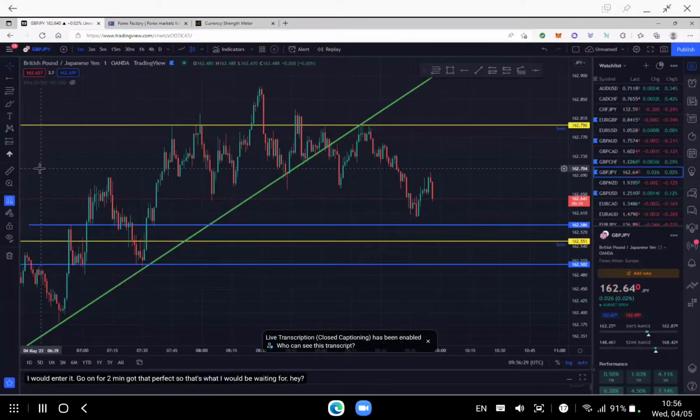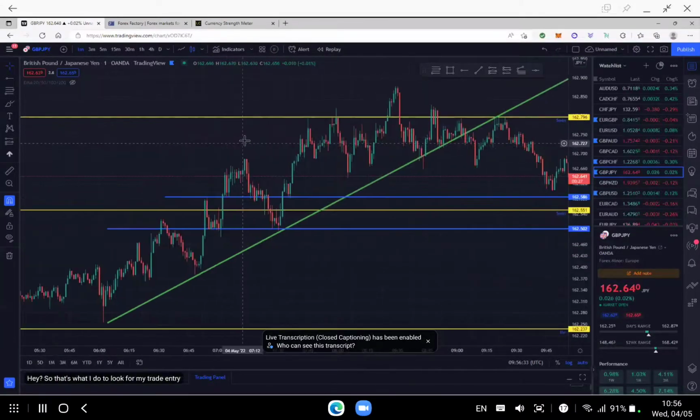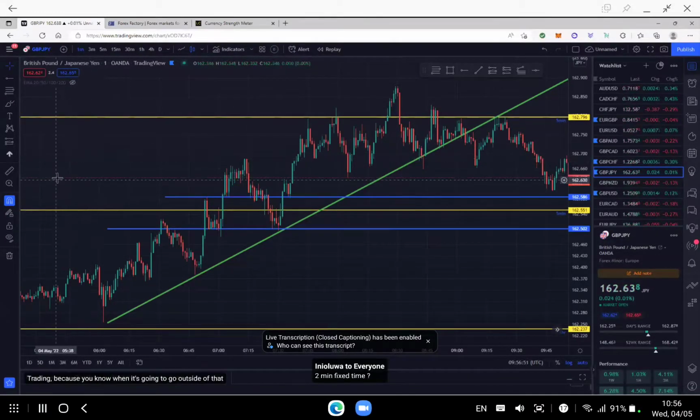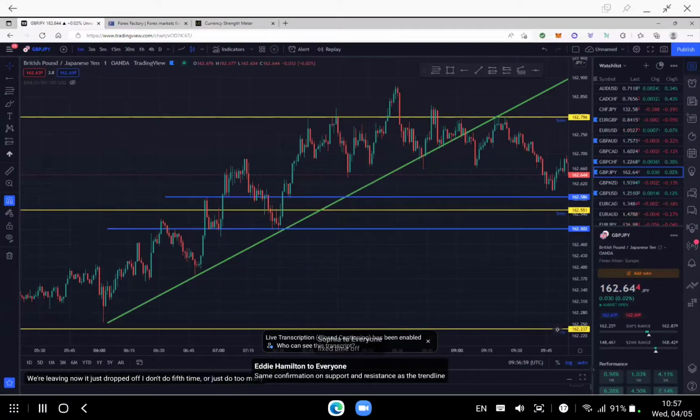So that's what I do to look for my trade entries. Like I said, I like trending markets because you already know which way the market is moving. If it's in an uptrend, you're going for a buy. If it's a downtrend, you're going for a sell because price is moving down. I don't like consolidation trading because you never know when it's going to go outside of that range. It doesn't give you any real heads up, like, hey, we're leaving. No, it just drops off. I don't do fixed time. I just do 2 minutes.